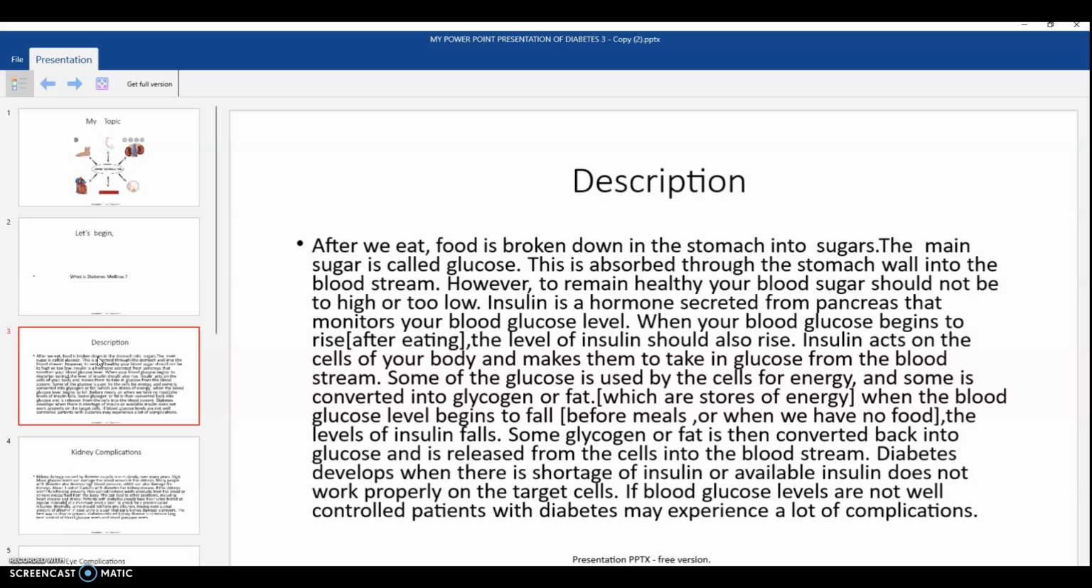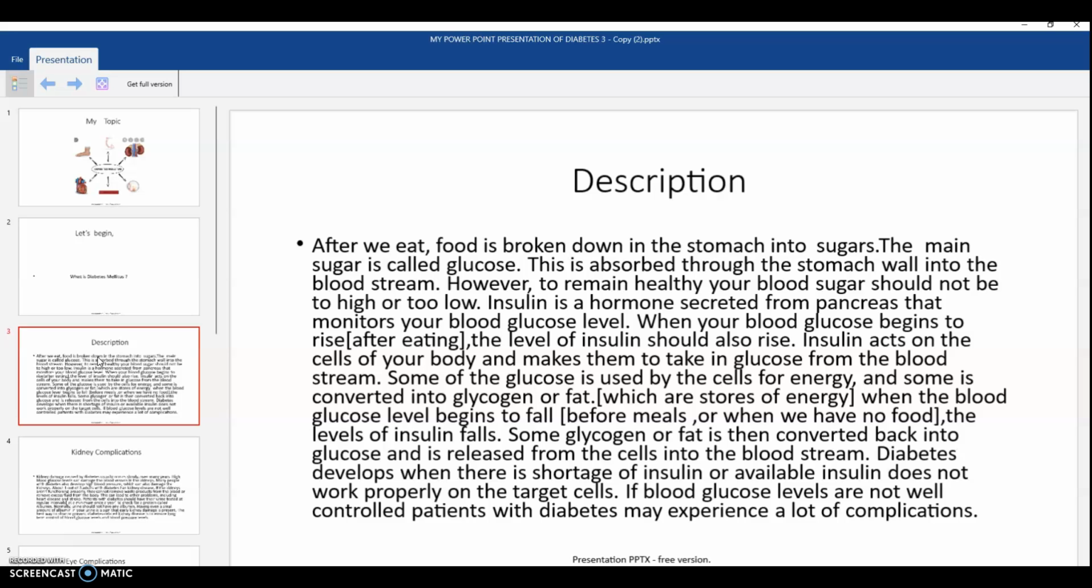So some glycogen or fat is also converted back into glucose and released from cells into the bloodstream. And blood glucose level should always be monitored, even sometimes if your body has a shortage of insulin, or if the insulin is not working properly.